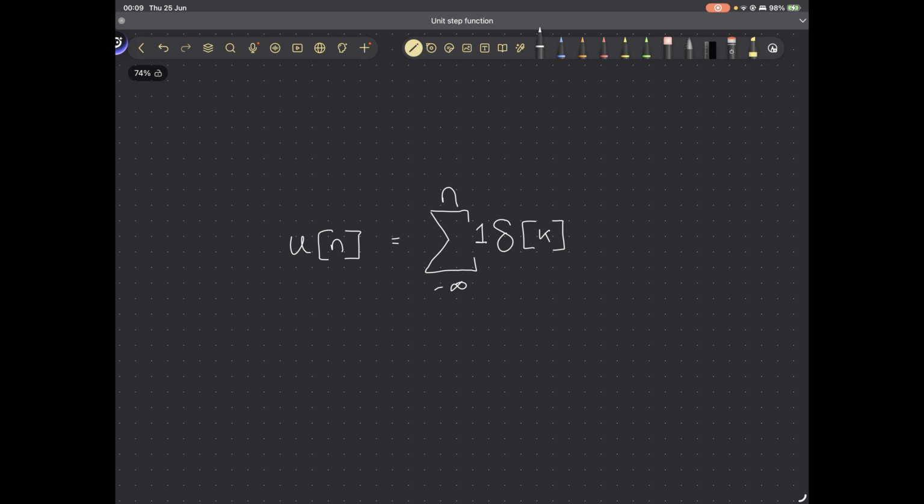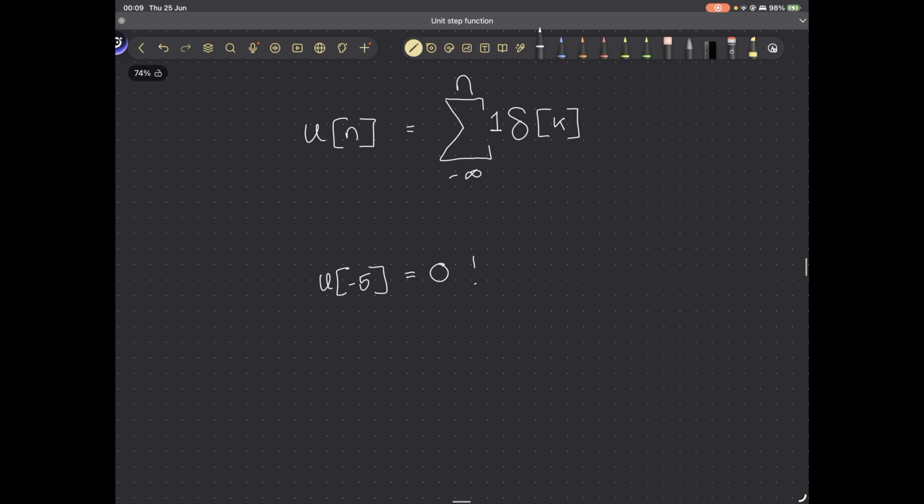And so picking a value of n was arbitrary. It only allowed us to see what value our step function was at that specific index. If n was a negative integer, say -5, u of -5 would be 0. If we pick n to be 0, we see that u of 0 is equal to 1. And that's because we're now starting to include the positive one at the delta spike when n is equal to 0.